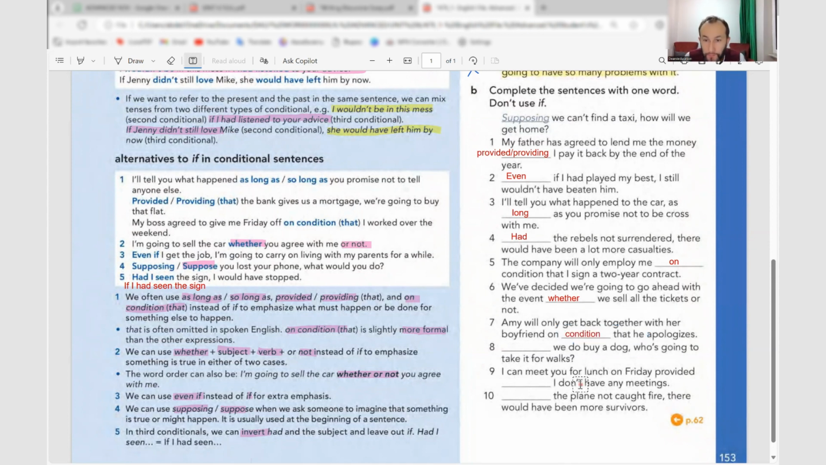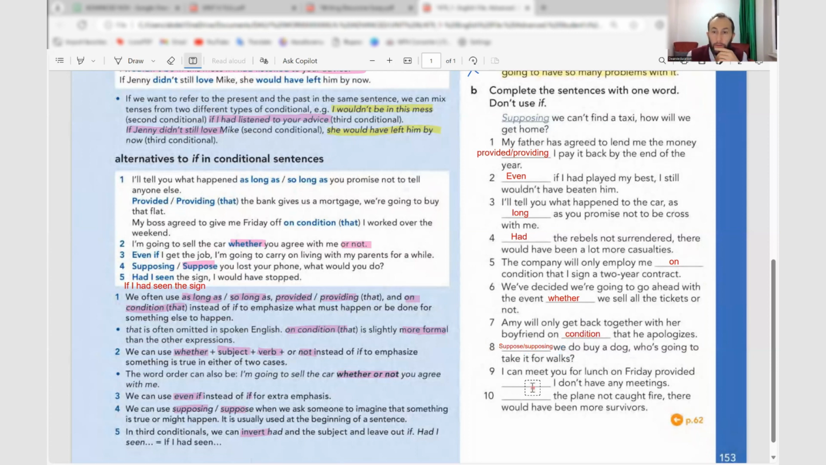Yes, Salma. Suppose we do buy a dog, who's going to take it for walks? Suppose. Yes. Very good. Or we can also say supposing. So we can write both of them maybe.